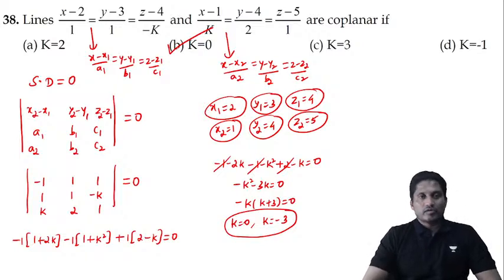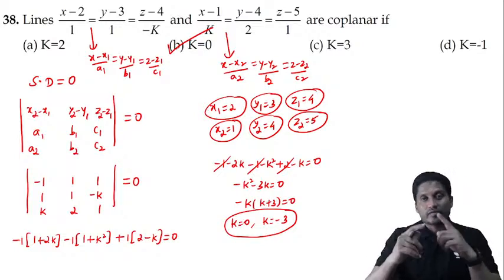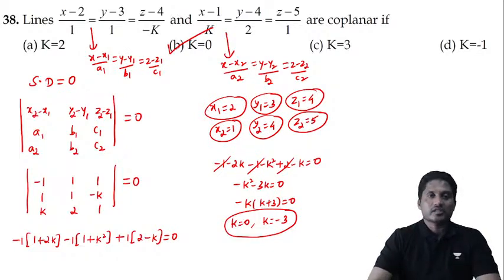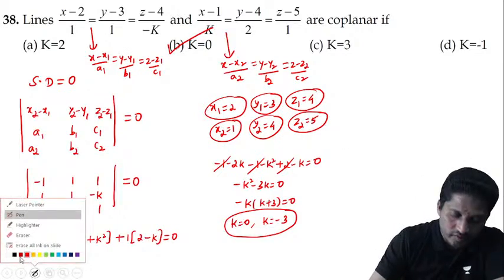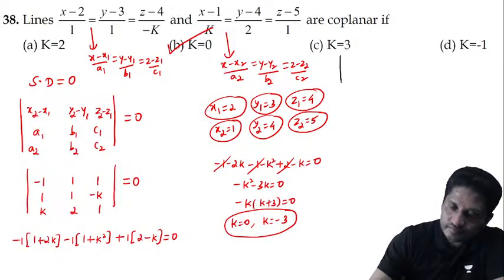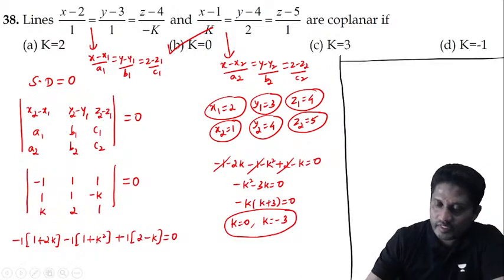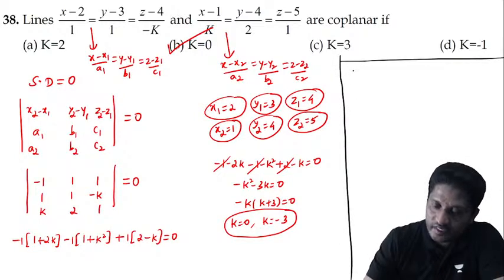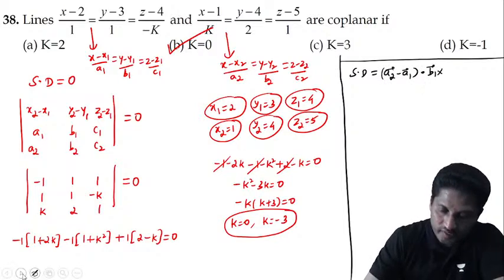Right? So you need to remember this. The two lines will intersect when the shortest distance is equal to 0. And this is the shortest distance formula, determinant equal to 0. The shortest distance between two lines in vector form is a2 minus a1 dot b1 cross b2. This is in vector form. Let me write the formula here.